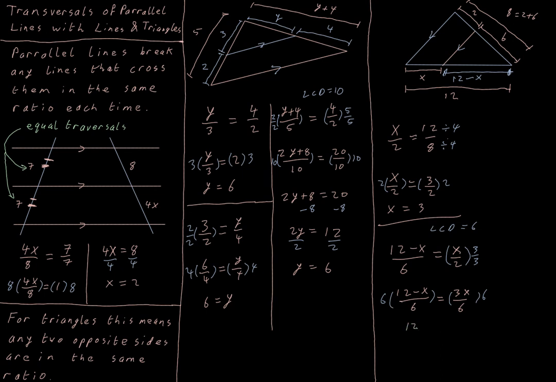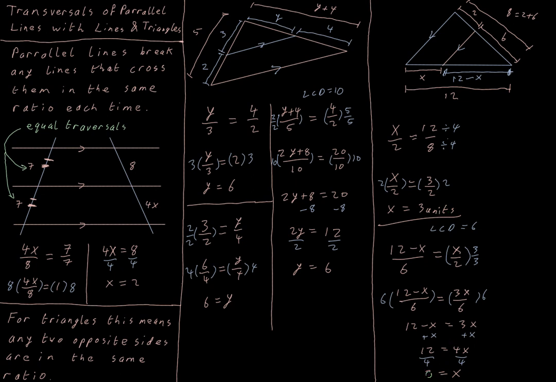So I have 12 minus x is equal to 3x. Now I want to solve for x. So I want x's on one side, numbers on the other. And I divide both sides by 4. And I get x must be equal to 3, or 3 must be equal to x, and that should have units because it is a length.